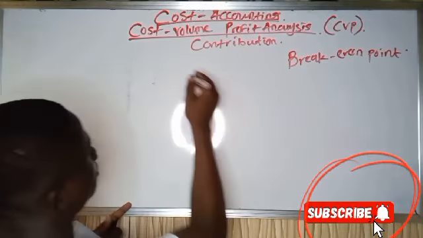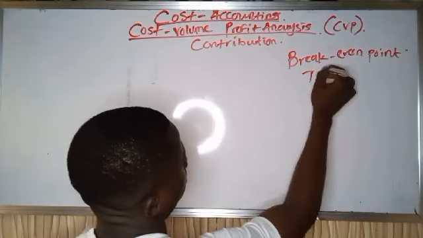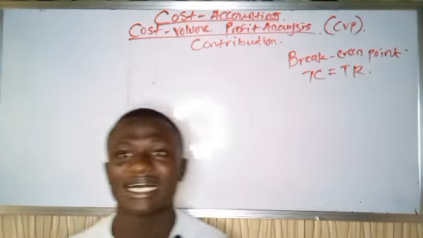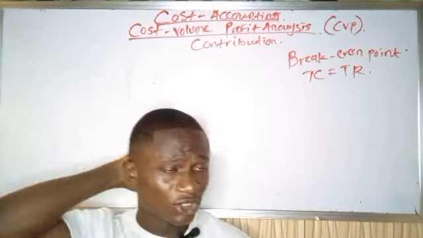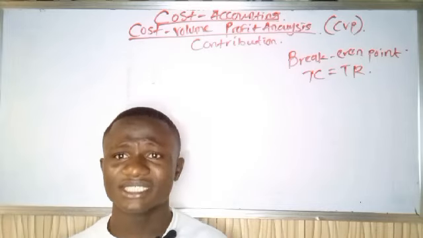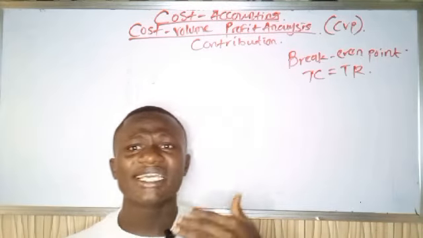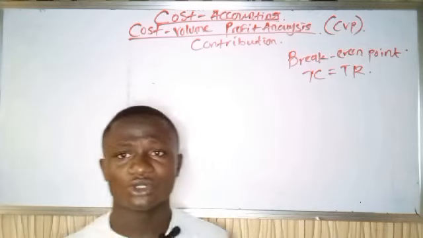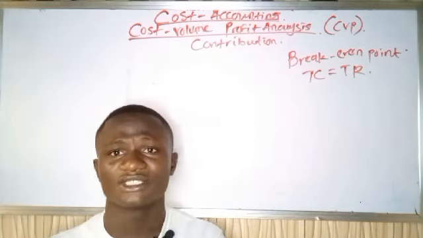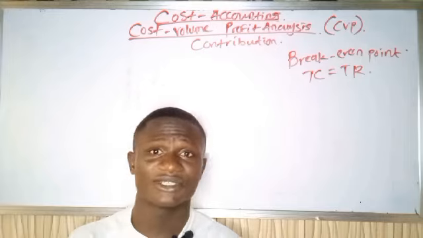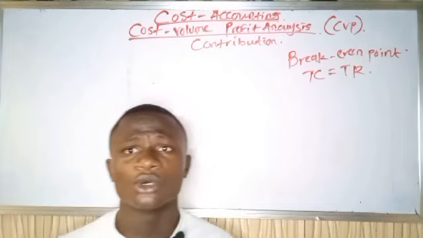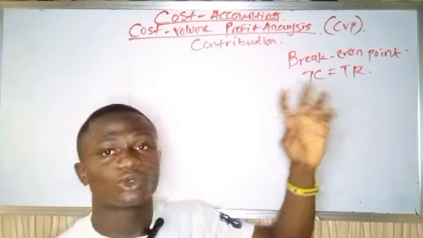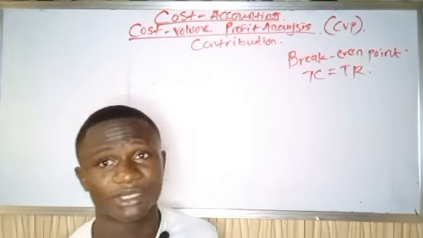So at any point in time where my total cost is equal to my total revenue, I will say my business has broken even. But you should know that as a business owner, you will aim above breaking even, because you cannot say you just want to have your money back and you don't want any profit. It's not possible. So break even is just the point where our total cost is equal to our total revenue.